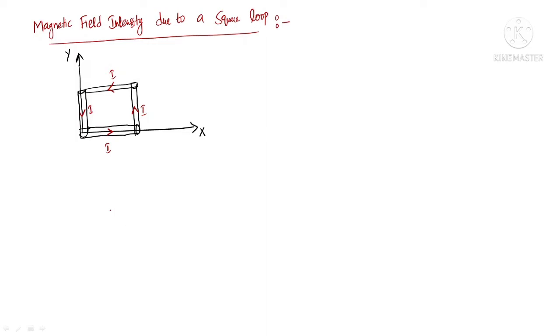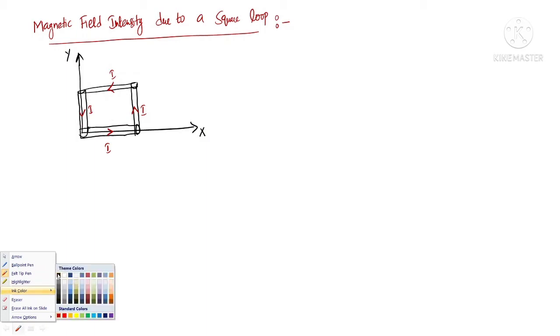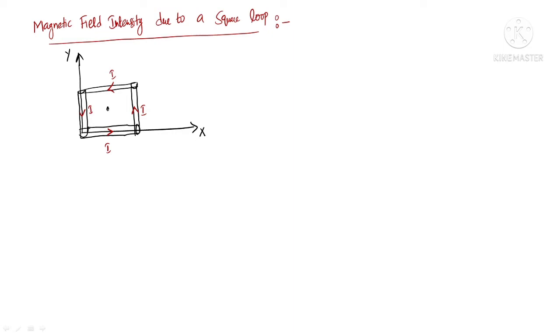Now I am interested to find the field intensity exactly at the center of this square current carrying loop. So this is the point of interest P. How many sides does this square have? 4 sides. Let me give the side numbering: side 1, side 2, side 3 and side 4.